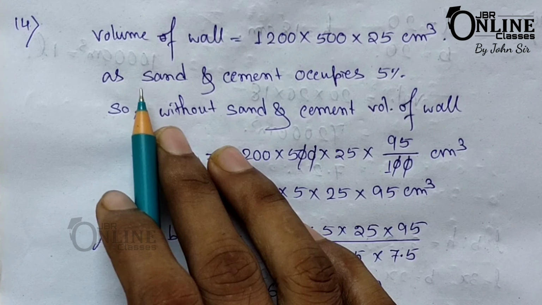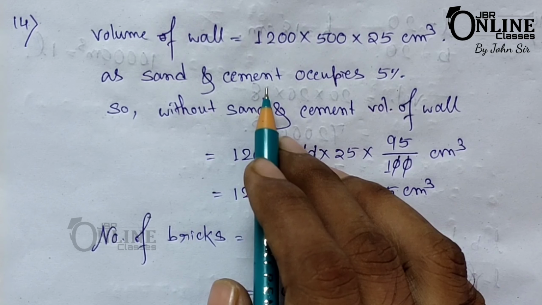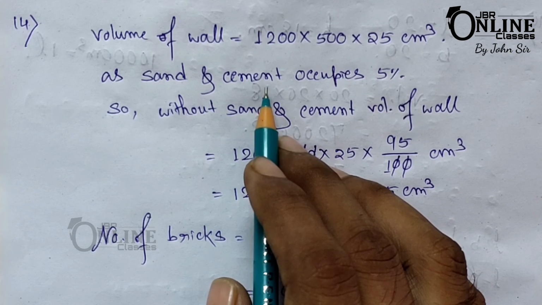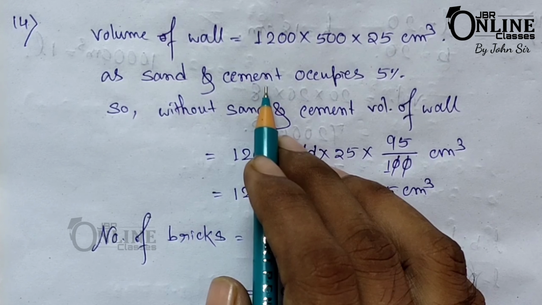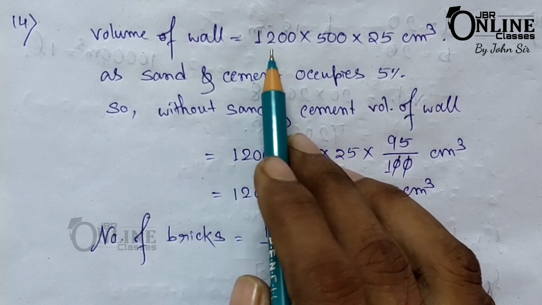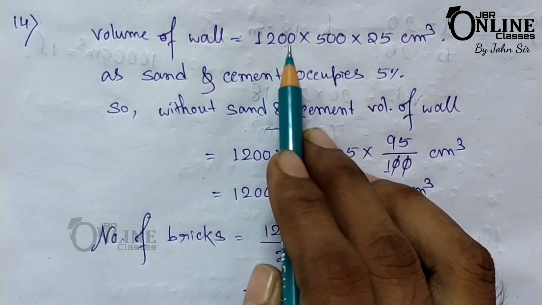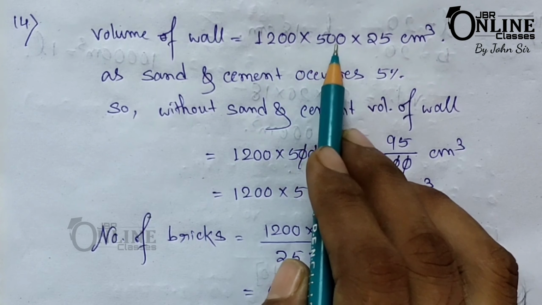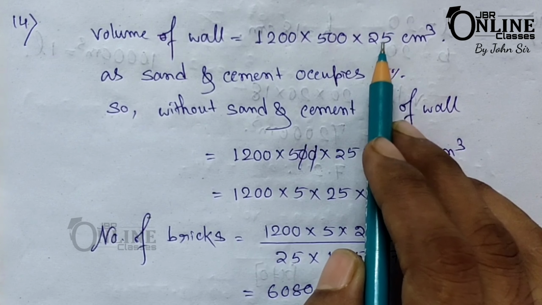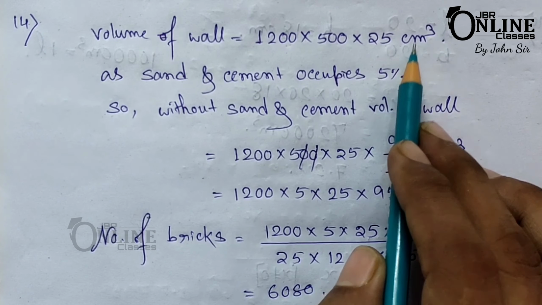Sum number 14. Find the number of bricks each measuring 25 centimeter into 12.5 centimeter into 7.5 centimeter required to construct a wall 12 meter long, 5 meter high and 0.25 meter thick. So first the volume of the wall: 12 meter long, so 1200 centimeter, 5 meter high, so 500 centimeter, and 0.25 meter thick, so it's 25 centimeter. So that is the volume of the wall.